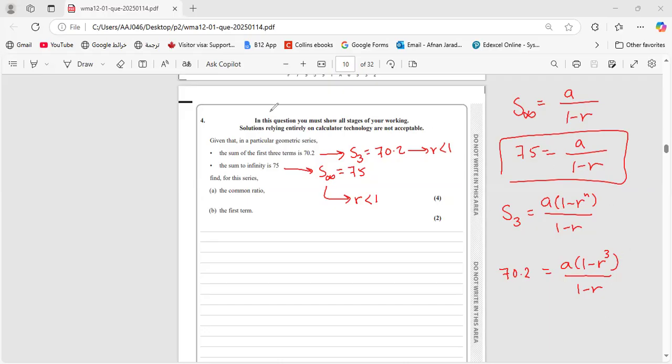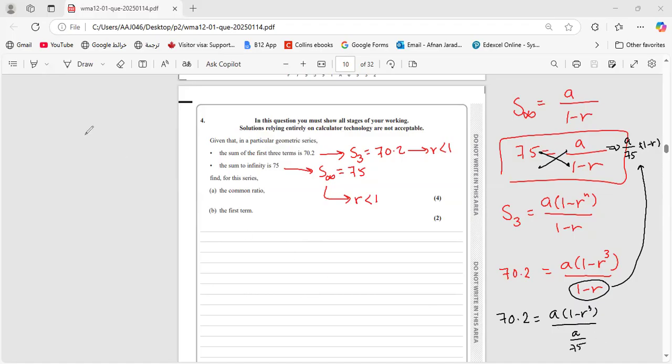Now, this formula for the sum to infinity, you can write it in this form by cross multiplication: a over 75 equals 1 minus r. So instead of 1 minus r in the denominator, you can substitute a over 75 to eliminate a. Then 70.2 equals a times 1 minus r cubed over a over 75.